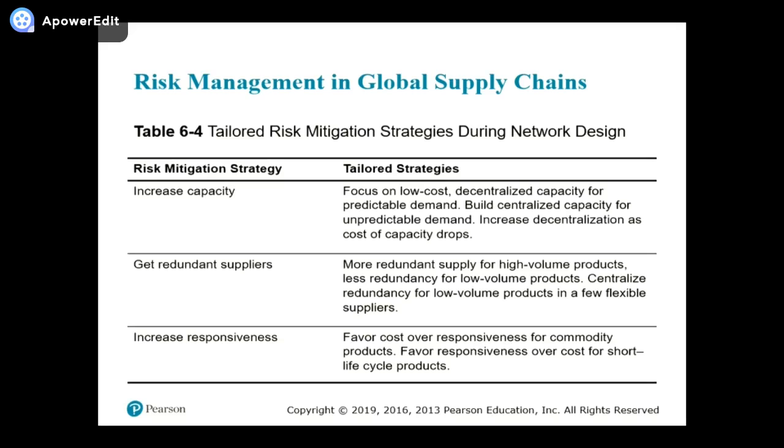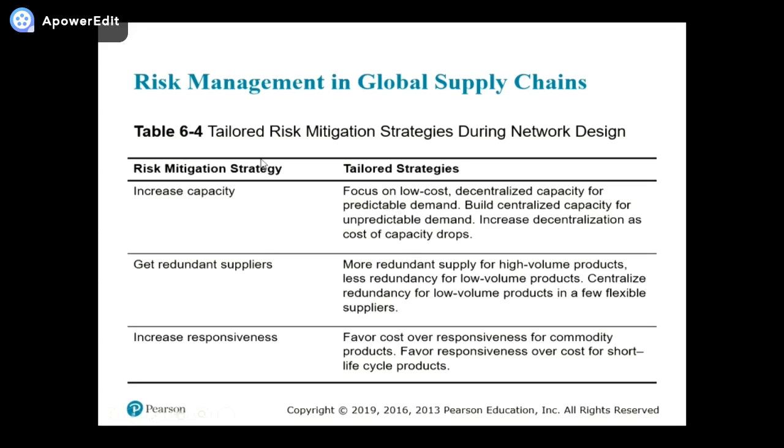So, what are the main strategies to mitigate supply chain risks? One is to increase capacity. This is in case some of the capacity fails, we still have extra. And under each of these strategies, we have sub-configurations of the strategy to fit it based on the needs of the supply chain.